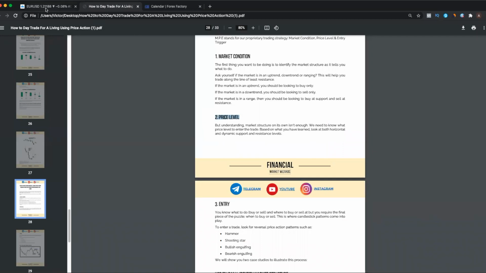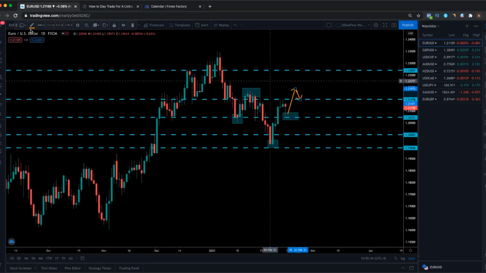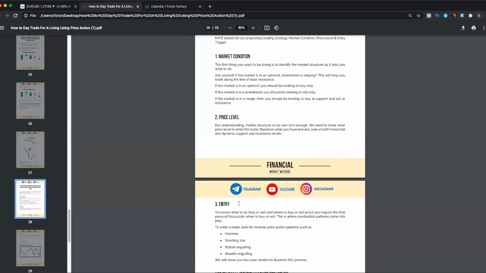Then you have the price level, which is this level, 1.2148, and then we have the entry. Obviously, I cannot show you the entry because it hasn't happened. We are preparing for the trading week, but do read the day trading guide on how to look for entry, which can be a hammer, a shooting star, or an engulfing pattern.